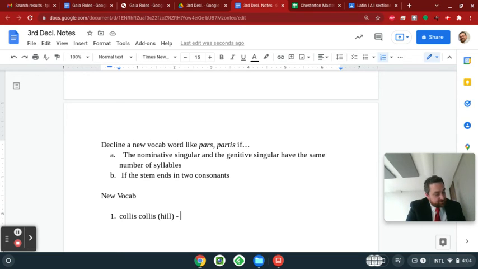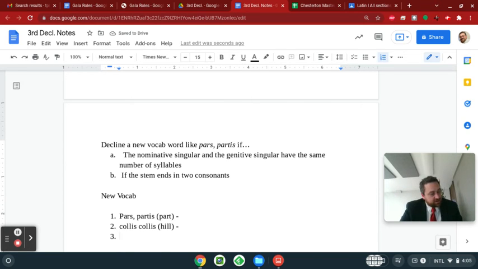All right, so I'm going to give you your next vocab word here from this new vocab. So pars partus, let's go ahead and add pars partus. You don't have to put them in any particular order. Pars partus means part. And of course, we know why pars partus is an I stem, because it ends in two consonants. They have different numbers of syllables, though.